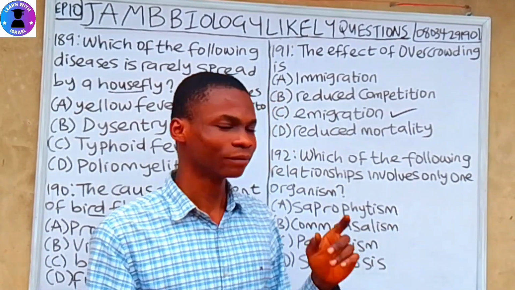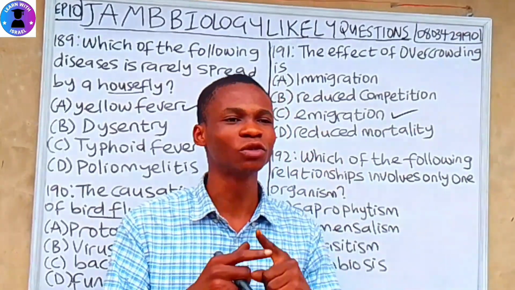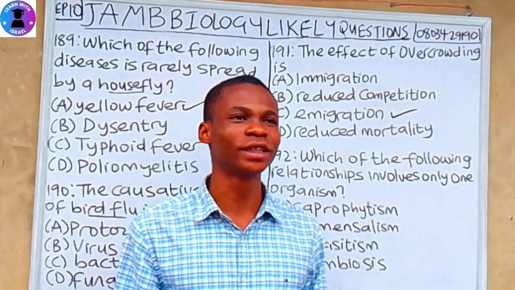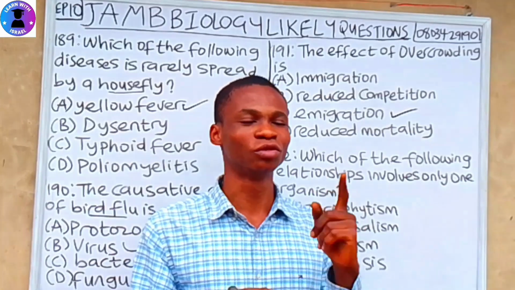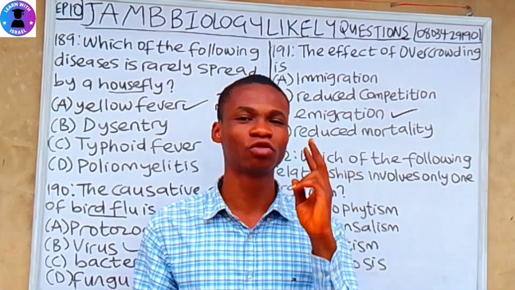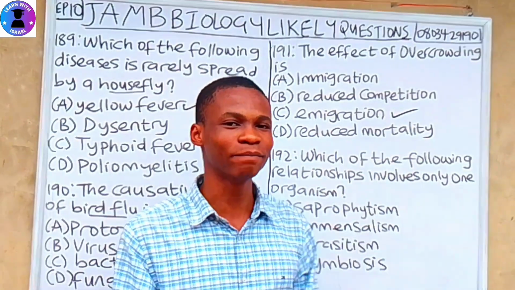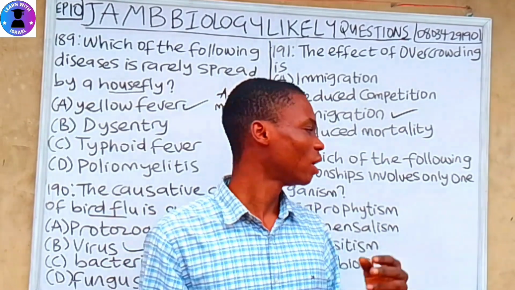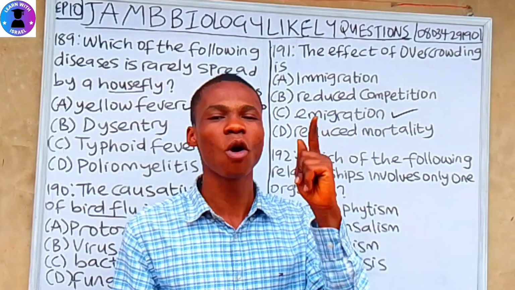And parasitism, as we all know, and for those that don't know, parasitism involves two organisms in which one benefits and one does not benefit. That's why they say if you are having a relationship that is parasitism, you should run from it. While commensalism involves two organisms, and commensalism is also a type of symbiotic organism, while saprophytism is the only one that involves one organism.